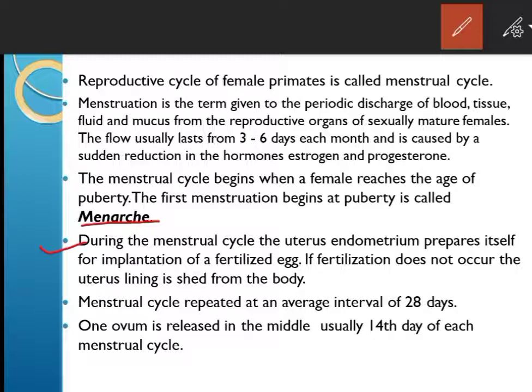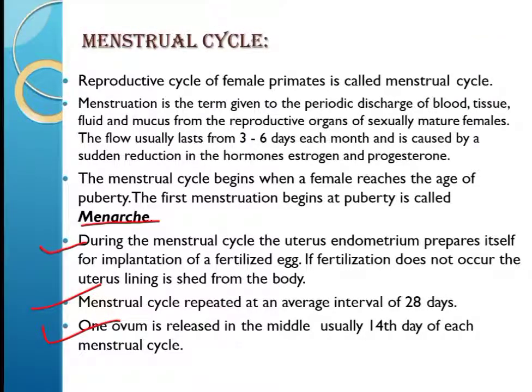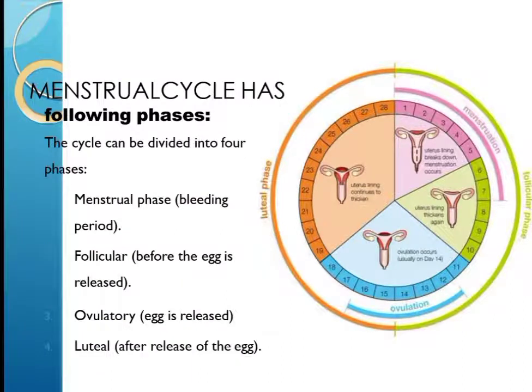In human females, menstruation is repeated at an average interval of about 28 to 29 days. One ovum is released in the middle, usually on the 14th day of each menstrual cycle. The cyclic menstruation is an indication of normal reproductive phase and extends between menarche and menopause. The cycle of events starting from one menstruation till the next one is called the menstrual cycle.